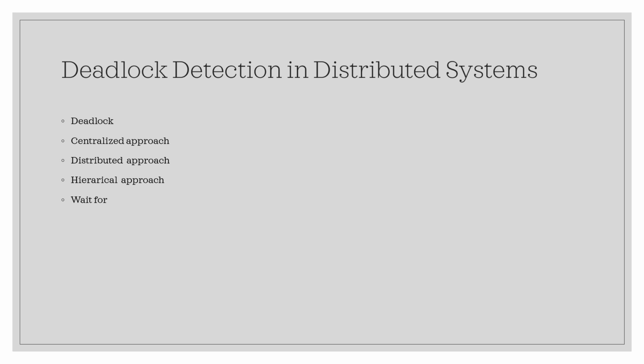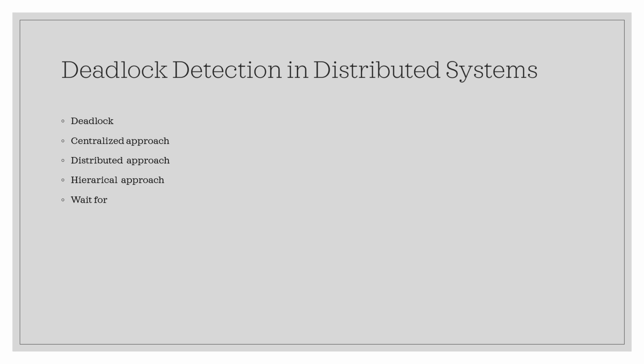when we plan to detect deadlock, we have three major approaches. One is a centralized approach, another one is a distributed approach, and one more, that is the hierarchical approach. So we'll see them one by one. Centralized approach. Here there is only one responsible resource to detect deadlock.